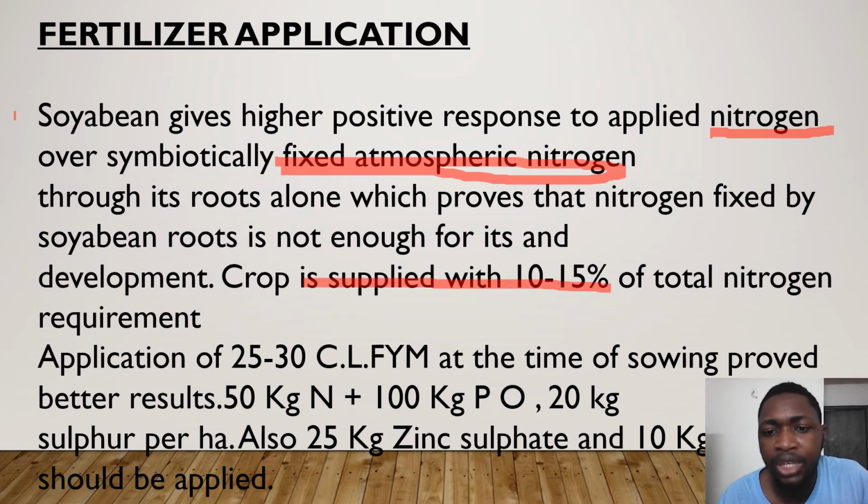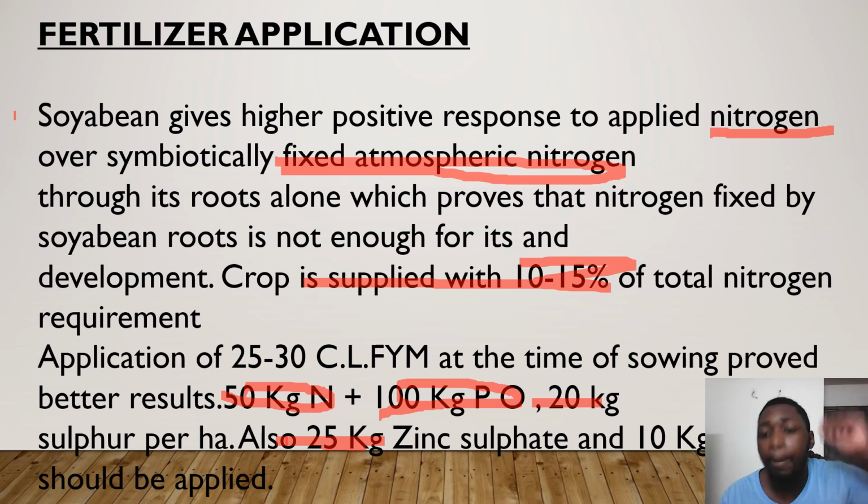Crop is supplied with 10 to 15% of total nitrogen requirement. Application of 20 to 30 farmyard manure at the time of sowing proved better for results of 50 kgs. So when you're applying an NPK, that's nitrogen, phosphorus, and potassium, that's NPK. So we apply it at the weight of 50 kgs per hectare nitrogen, then 100 kgs per hectare phosphorus, then 20 kgs sulfur per hectare, then 25 grams zinc sulfate should be applied to the soil. There are different fertilizers which are applied in soybean.